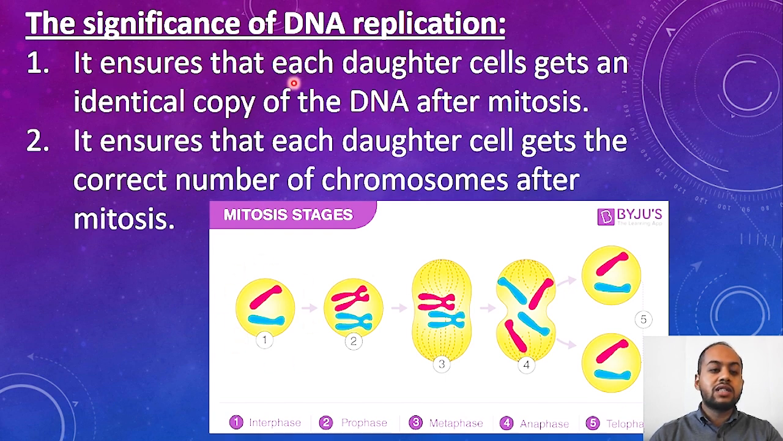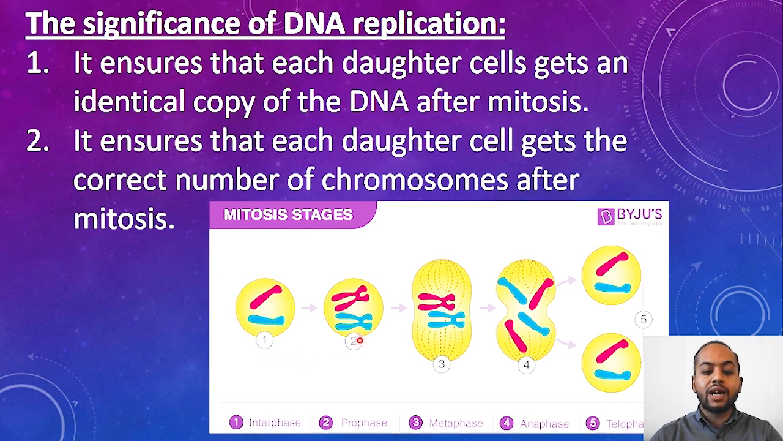And the first reason as to why DNA replication is important, it ensures that each daughter cell gets an identical copy of the DNA molecule after mitosis. What does that mean? In interphase, DNA is going to undergo the process of replication. So that means that each individual chromatid that you initially have here in interphase, it's going to make an identical copy of itself. So you have one pink and you have one blue. So in the next phase, you will have two pinks and two blues. Why? Because DNA underwent the process of DNA replication.